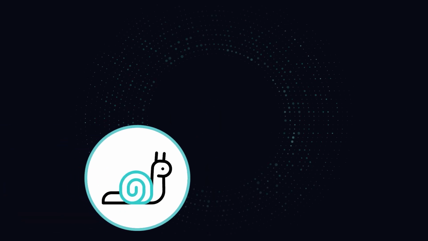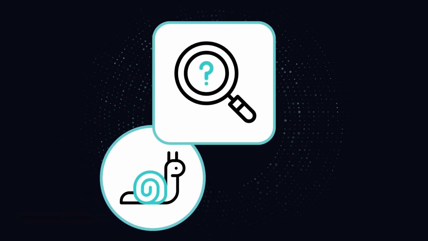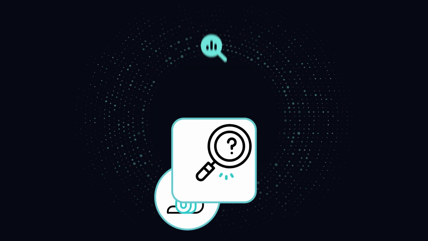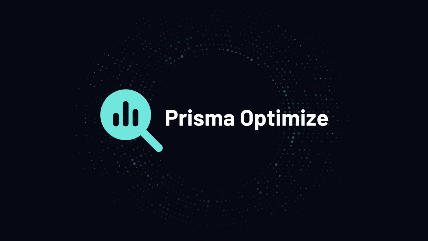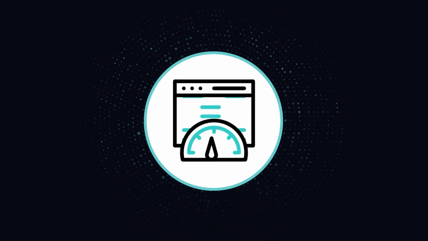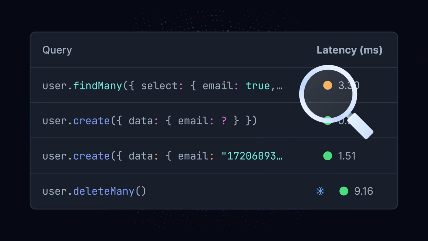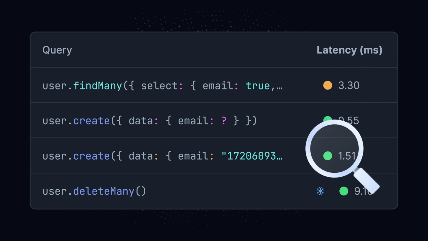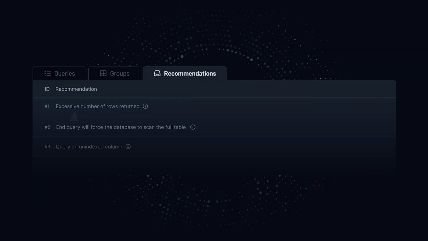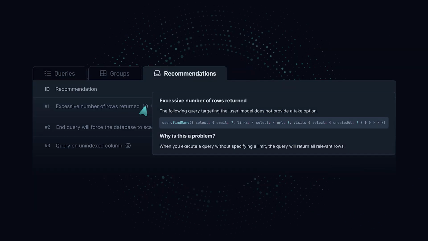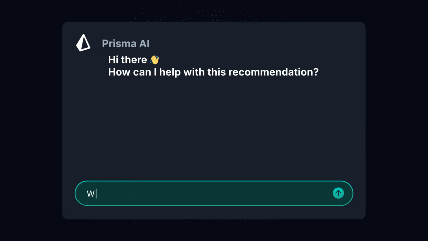Is your application's performance being dragged down by inefficient queries and database configuration? Introducing Prisma Optimize, the solution for developers aiming to improve their data layer's performance and master optimization techniques to build robust applications. In this video, we'll explore how Prisma Optimize automatically analyzes your database queries, suggests performance optimizations, and features an AI assistant to help you implement these optimizations.